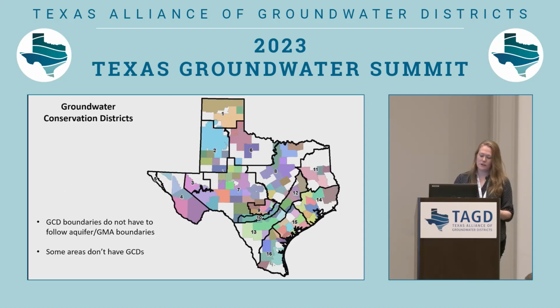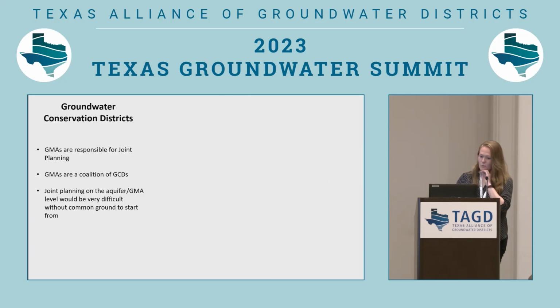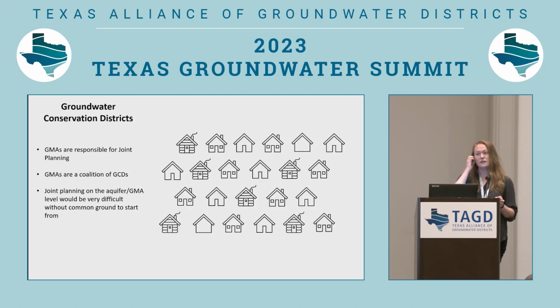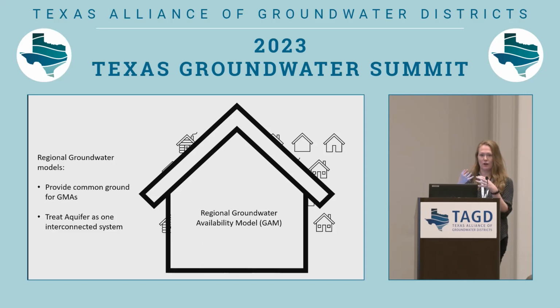So let's talk about GCDs. Our GMAs are built around aquifer boundaries. GCD boundaries do not have to follow aquifer or GMA boundaries. And you'll notice in some of our GMAs or aquifers, we have these huge blank spaces where there are no districts at all. And GMAs are the basis for our joint planning, right? Talking about the aquifer as a whole, but a GMA is not a physical entity. It's made up of individual GCDs. And each GCD is working on their own local issues. They're all in the same aquifer, same neighborhood, but have different focuses. And so joint planning on the aquifer or GMA level would be really difficult without at least some common ground to start from. And so the idea behind the regional groundwater models is to put everyone under the same roof, to provide that common ground for GMAs to really treat the aquifer as one interconnected system and talk about it together.